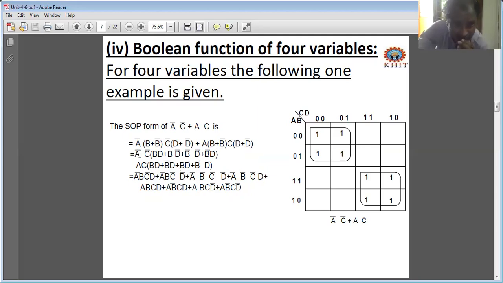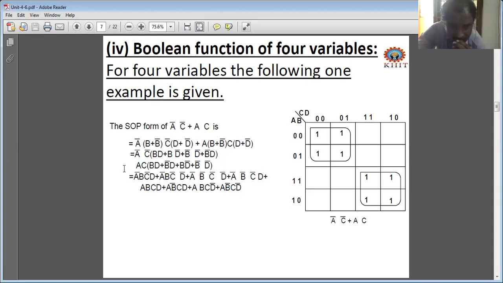Now expand. A bar, C bar, B plus B bar, D plus D bar means BD plus BD bar plus B bar D bar plus B bar D. Similarly here, AC into, you multiply BD, BD bar, B bar D bar, and B bar D. Now multiply. So first you get A bar B C bar D, next A B C bar D bar, A bar B bar C bar D bar, A bar B bar C bar D, A B C D, then A B bar C D, A B C D bar, A B bar C D bar.